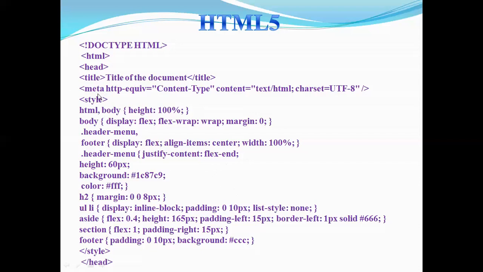And whatever data we have, we have to display it in different web browsers. So that data we have to represent, what type of data we are using, we have to represent it in the meta tag. That is the meta http-equiv content-type, content text/html, charset UTF-8. So this is the complete data information that we have to represent in the meta tag.